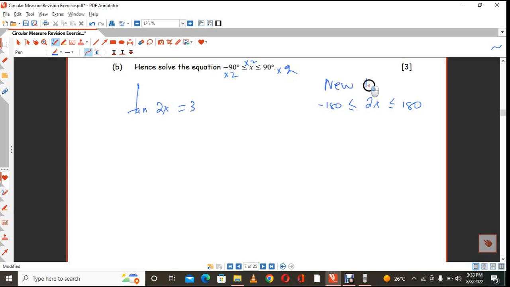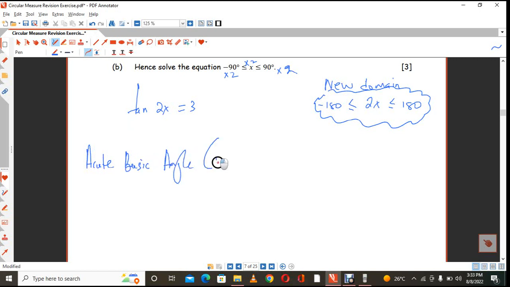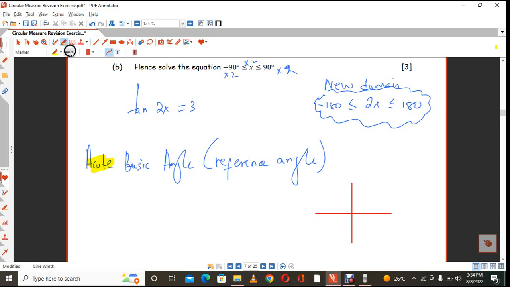So this is our new domain, in order for us to see what it is that we need to get and consider. So let me first find the acute basic angle, sometimes we refer to it as the reference angle. That reference angle is acute. Let's just change that horrible color. So what does it mean? If you now consider your CAST diagram, the tangent ratio, because we are going to have a positive value here, the tangent is positive in the first quadrant and in the third quadrant.